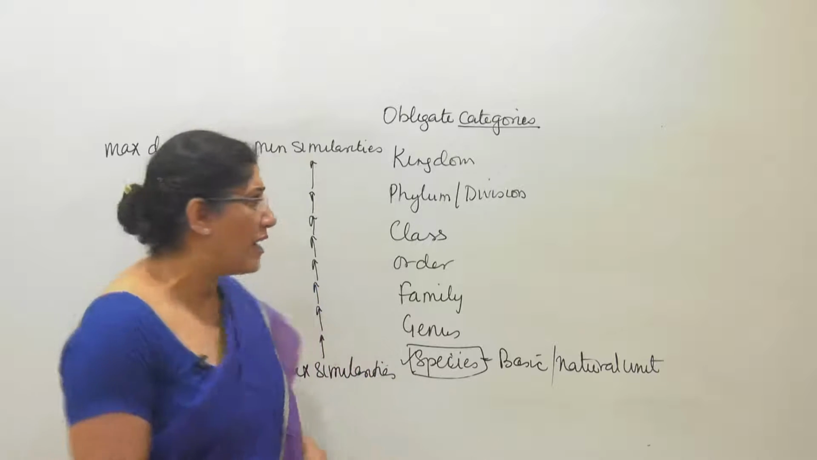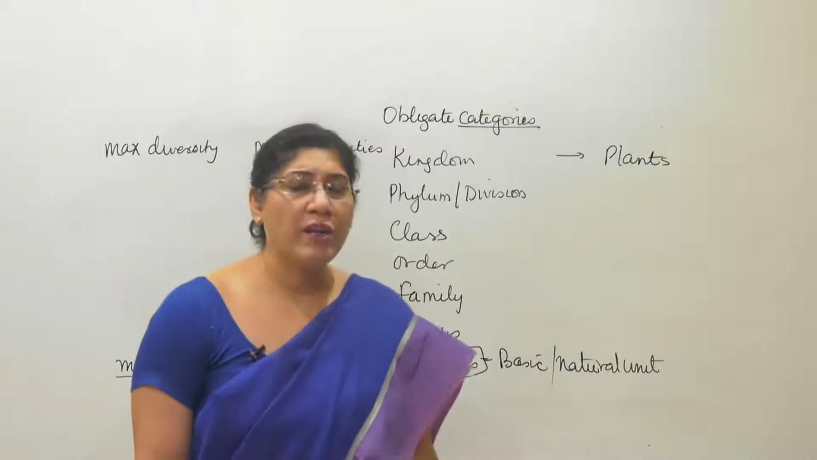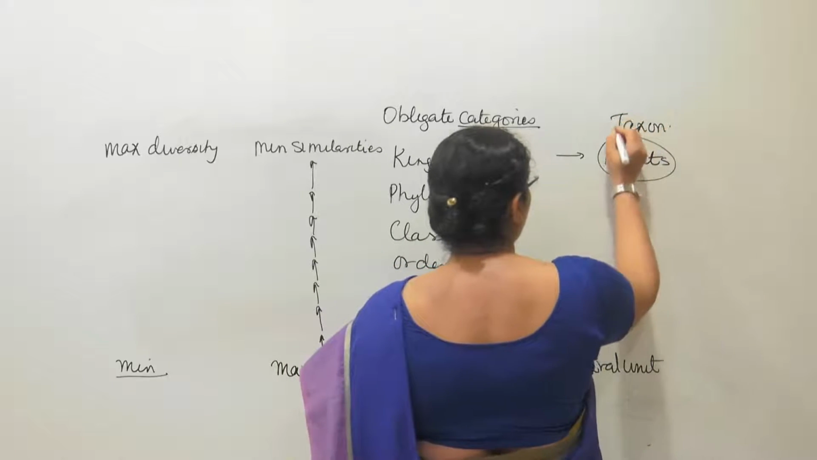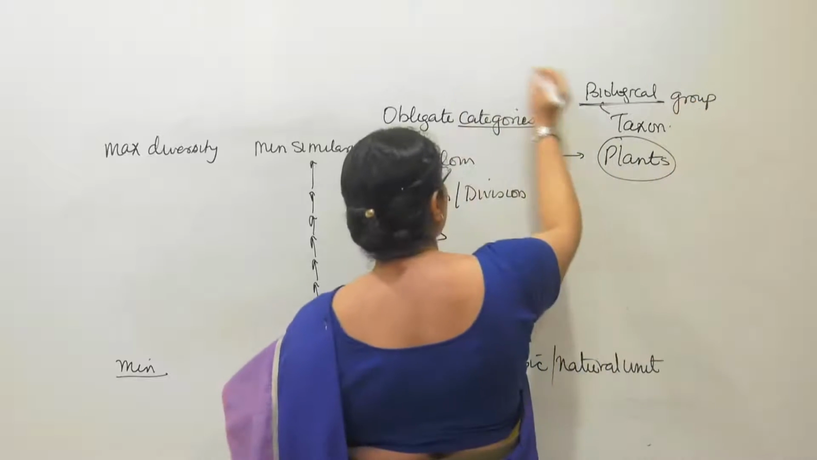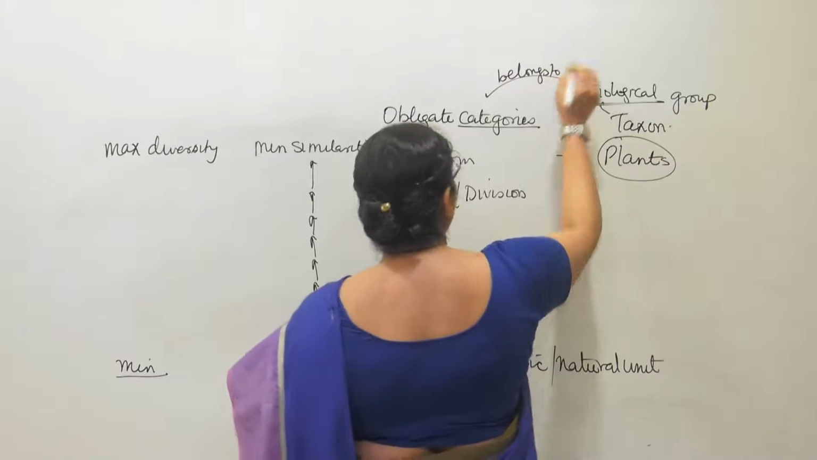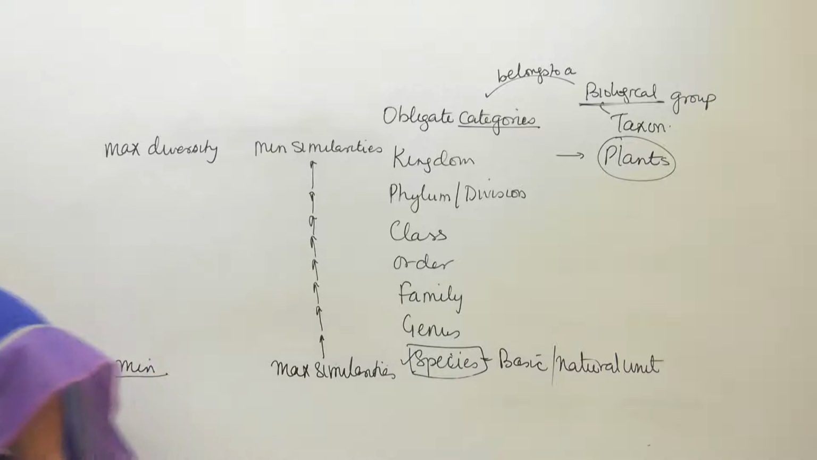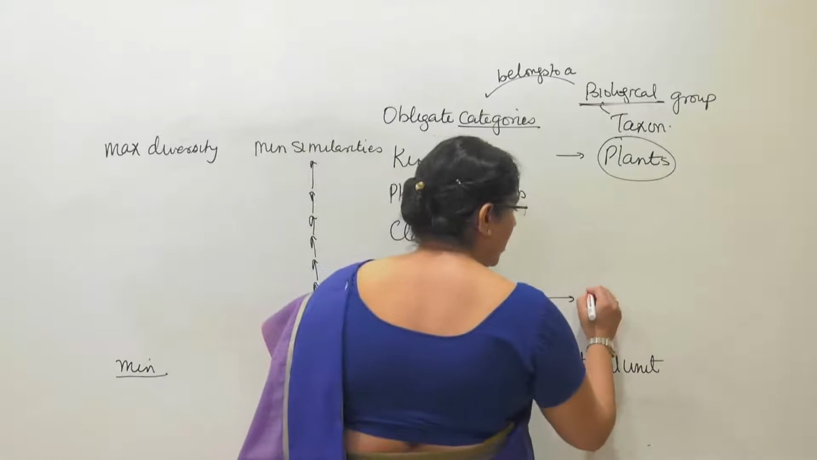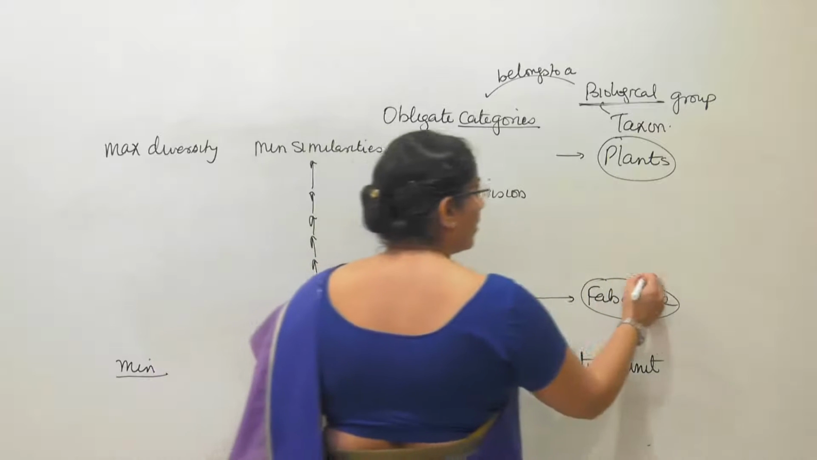Every category will have a group of organisms. Like if I say plant kingdom, then plants are the group of organisms. The group of organisms which belong to an obligate category will be called a taxon. Taxon is a biological group which belongs to a physical or obligate category. So if I now say family Fabaceae, all the members of Fabaceae will now be taxon.